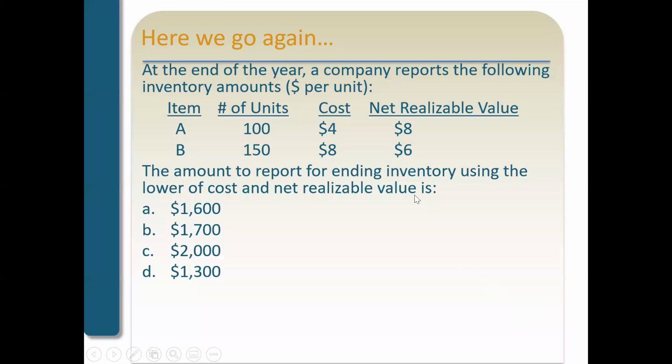So guys, look at this one. At the end of the year, a company reports the following inventory amounts. The amount to report for ending inventory using the lower of cost and net realizable value is what? A, B, C, or D? Okay, I want everyone to tell me what you think.